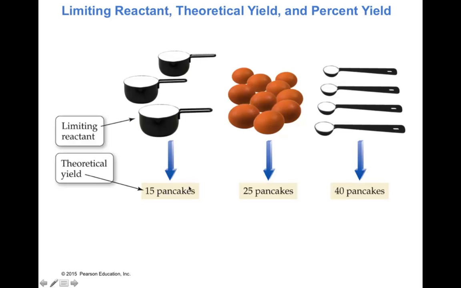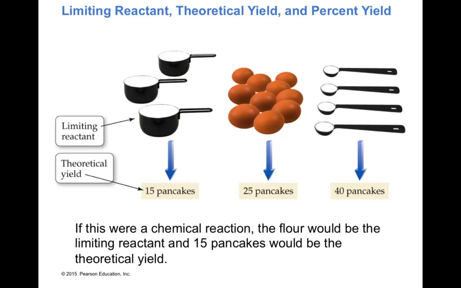Okay, so this is known also as the theoretical yield. This is the amount that you can expect if you don't have any problems making those pancakes. Okay, so we did it. If this were a chemical reaction, the flour would be the limiting reactant, and 15 pancakes would be the theoretical yield.